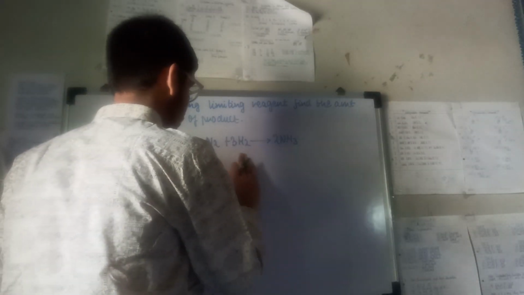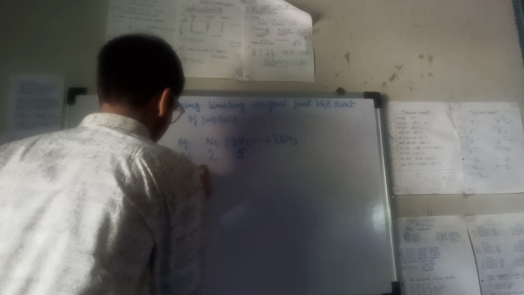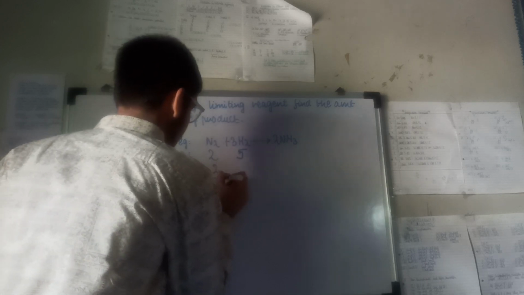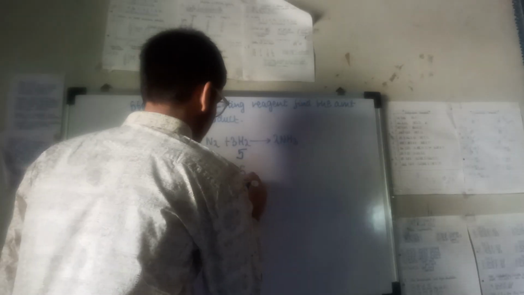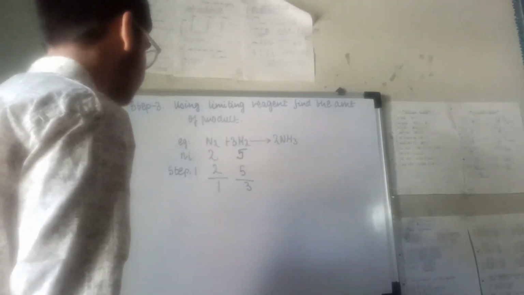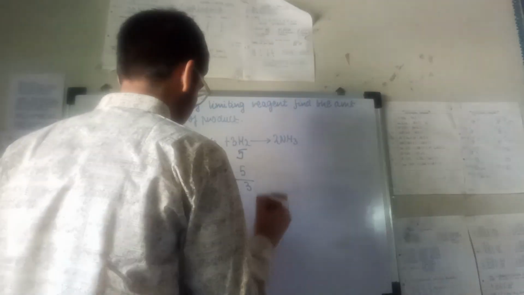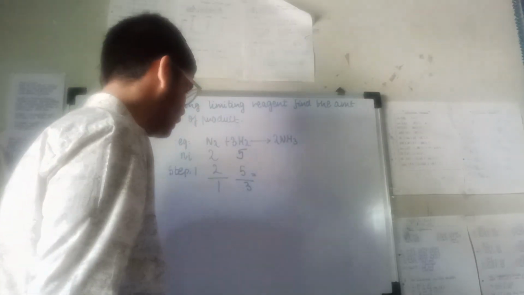Let's take 5 to make 5 moles. So let's find the limiting reagent. Step 1: we divide 2 by its stoichiometric coefficient, and 5 by its stoichiometric coefficient. What is the value coming here? It is 2, and what is here? 5 divided by 3. What does it come to?